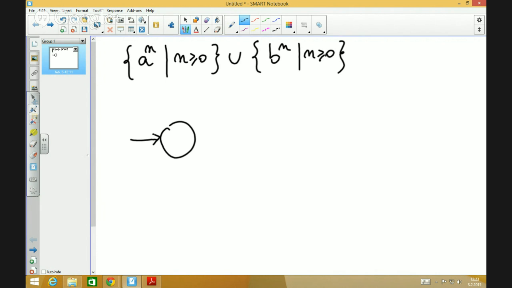So here's the start state. My first question to you is, should the start state be an accept state, a final state, or not? One of your colleagues is saying yes, and that's right. Why? Because it can be any non-negative amount of A's or B's.